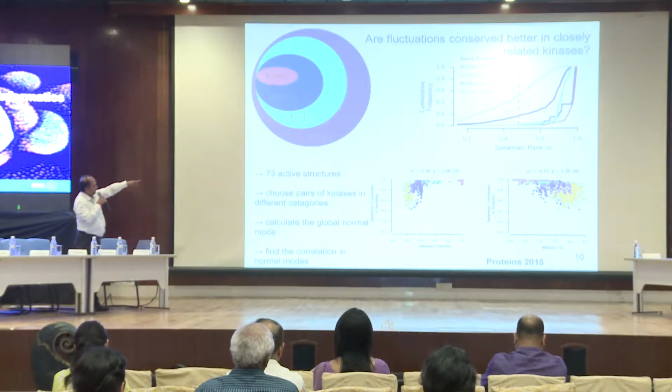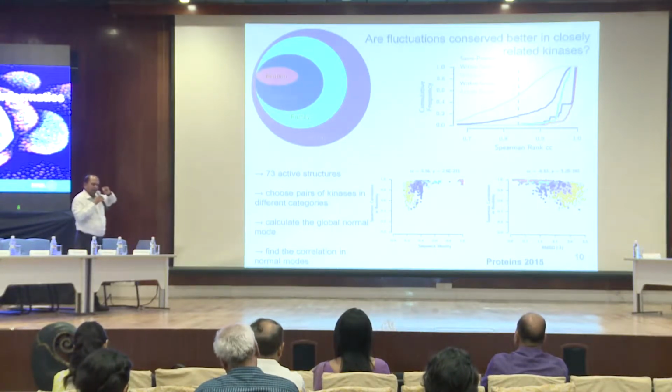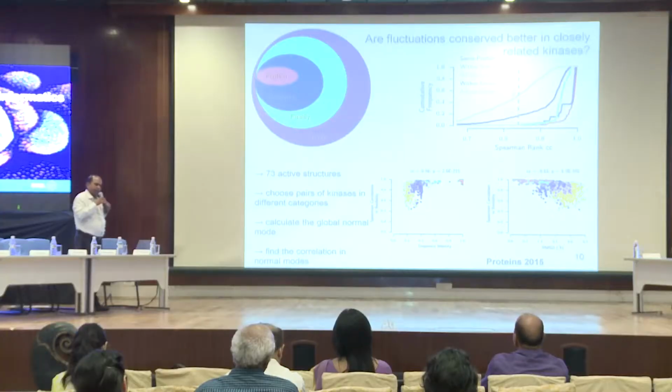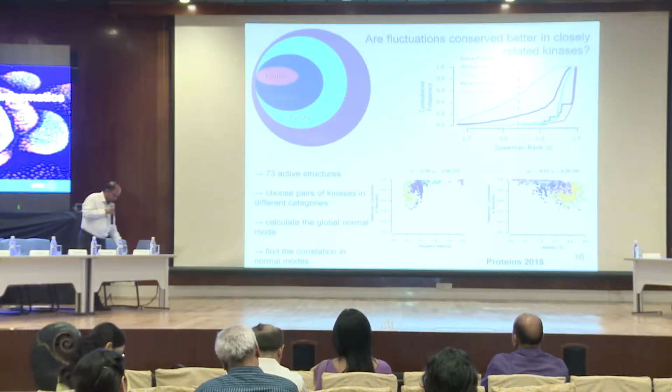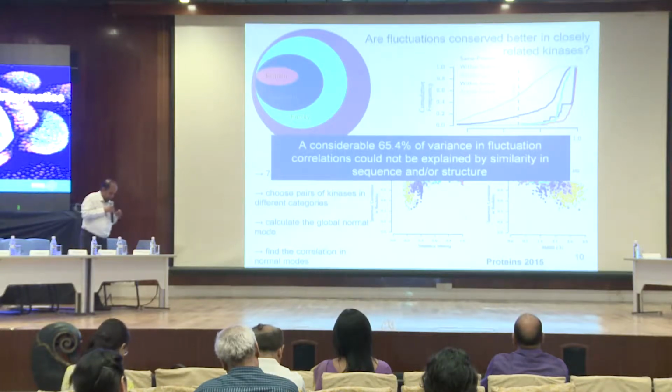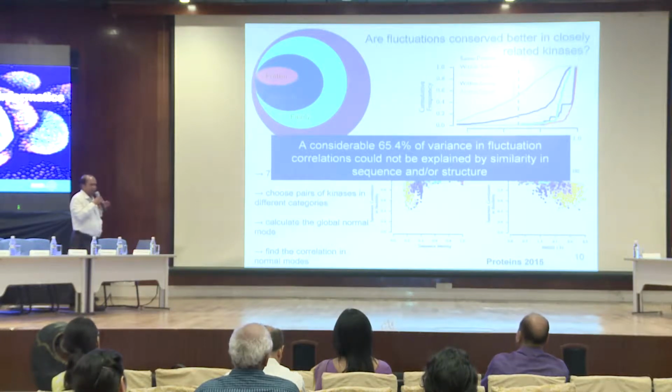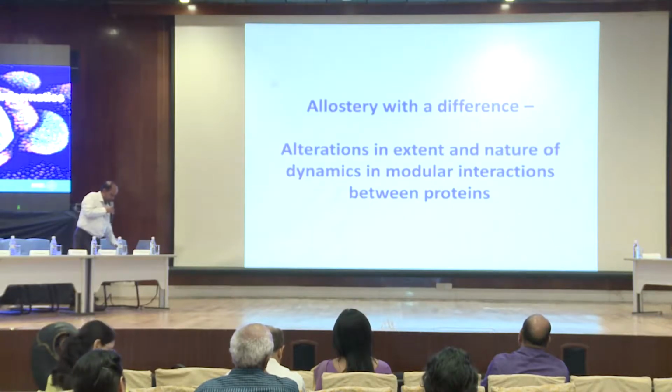And what that picture shows is that the closer the kinases are related, the more similar their dynamics properties are. And the actual place in the three-dimensional structure where the dynamics is similar or different has to do with the binding of other proteins, such as the regulatory domains or the regulatory proteins. Such a difference in fluctuation and correlation can be explained only by the dynamics, not by sequence or structural similarity or dissimilarity.